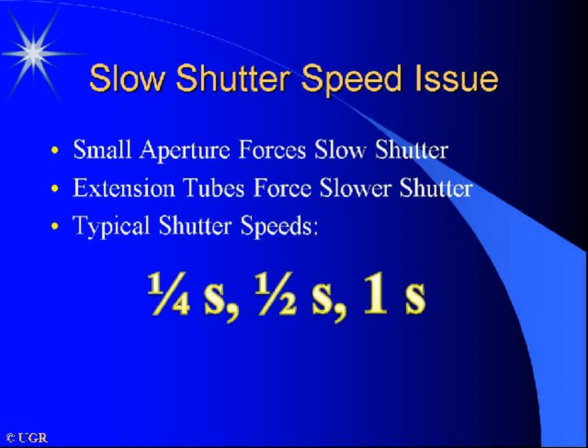Now, slow shutter speed, because of your very small apertures and extension tubes, if you use them, could put your shutter speed down to a quarter of a second, half a second, or a second. And of course you're beyond the handheld region if you go down that low. So you're going to have to think of using a tripod or some other means to steady the camera so you can shoot at these slow speeds and very small apertures.